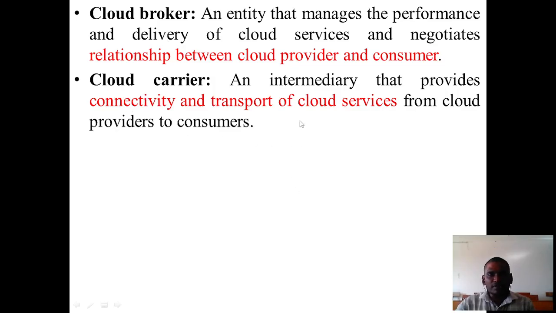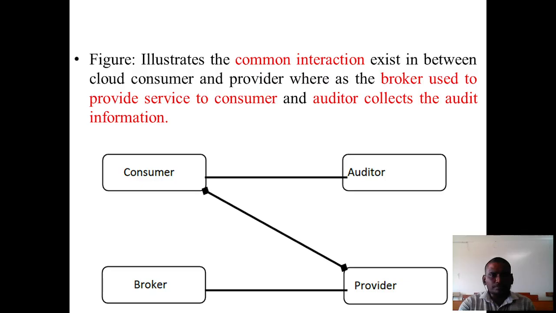Then the cloud carrier. The cloud carrier is an intermediary that provides connectivity and transport of cloud services from cloud providers to cloud consumers. There is internet connectivity between the cloud provider and the cloud consumer. Without the internet, we cannot access the services from the cloud provider. Okay, that's about the architecture.